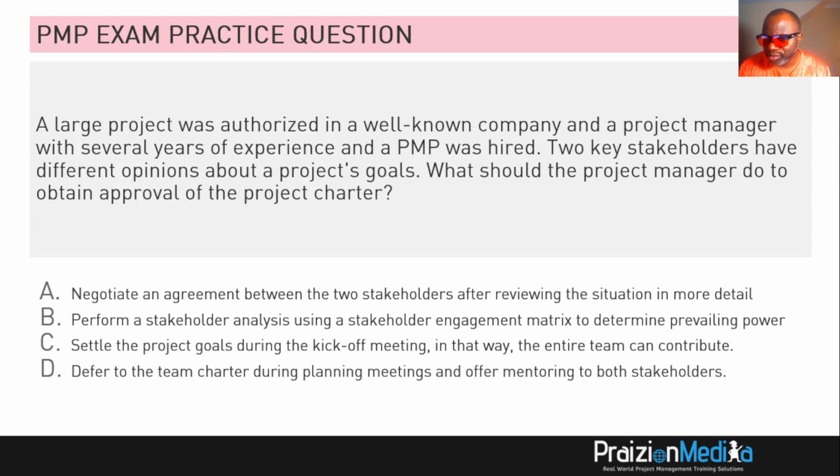A, negotiate an agreement between two stakeholders after reviewing the situation in more detail. B, perform a stakeholder analysis using a stakeholder engagement assessment matrix to determine prevailing power. So, sure, the way I read it, you realize this is bogus. So it's not B. C, settle the project goals during the kickoff meeting. In that way, the entire team can contribute. Let's leave that. D, defer to the team charter during planning meetings and offer mentoring to both stakeholders. Okay, so which one do you think is the answer?